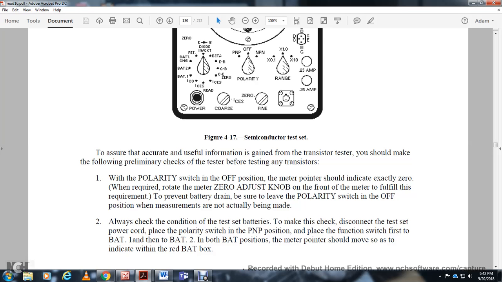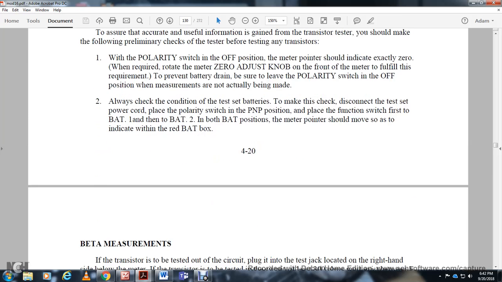Check by disconnecting the test set power cord and setting the polarity switch to positive or negative. Place the function switch in the first battery position and then the second battery position. For each battery position, the meter pointer should move to indicate within the red battery box.